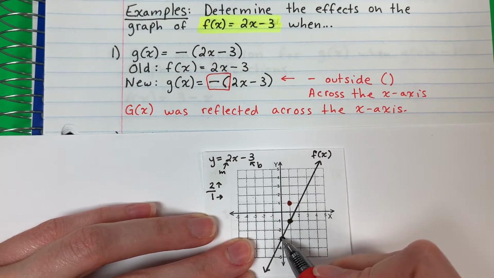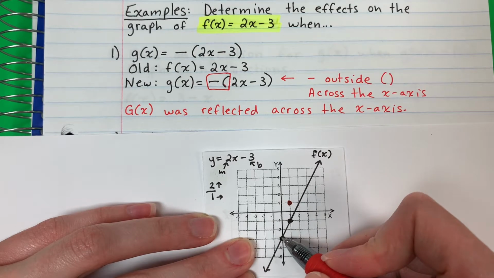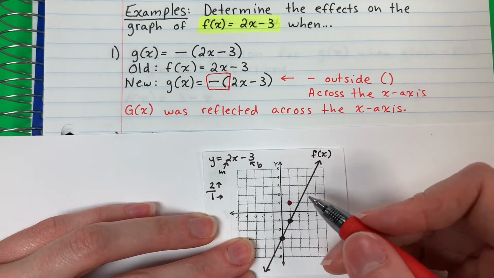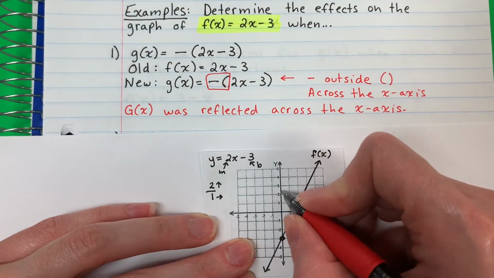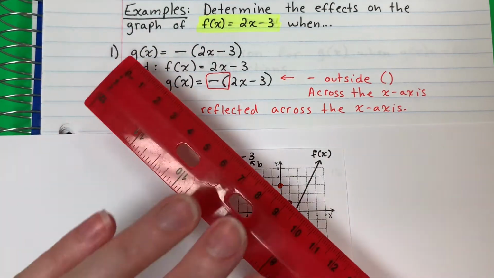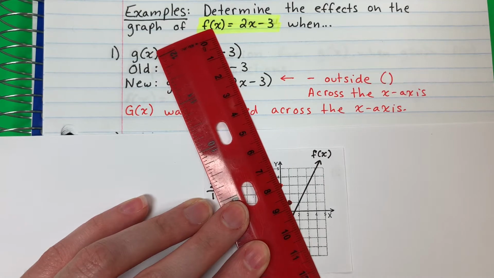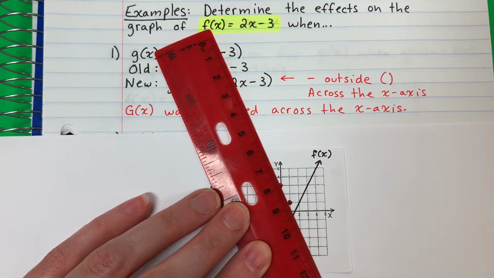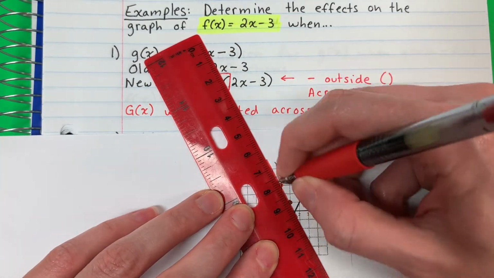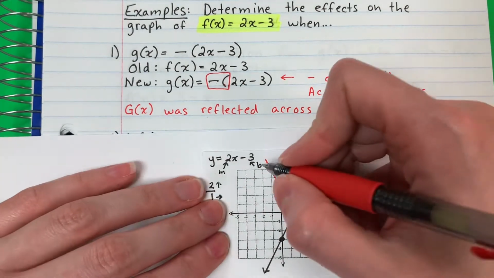Okay, and the other point, this one. What's the distance to the x? 1, 2, 3. 3. So go 3 to the other side. 1, 2, 3. And just connect. There. That is reflected across the x.